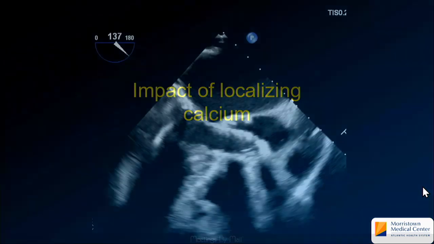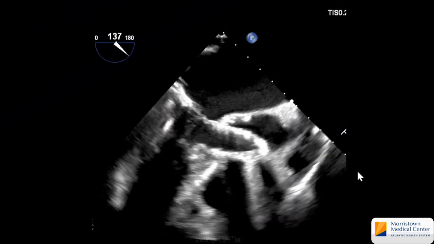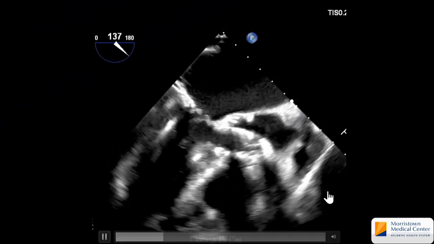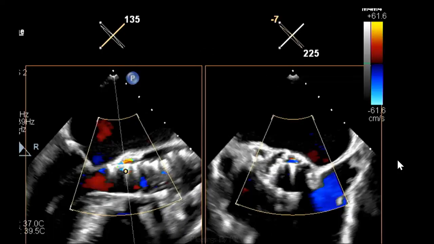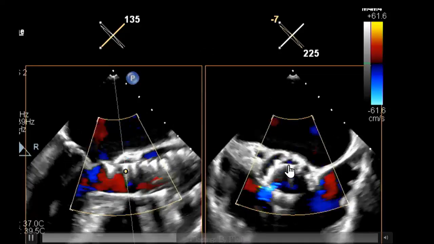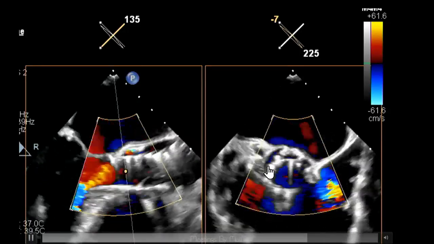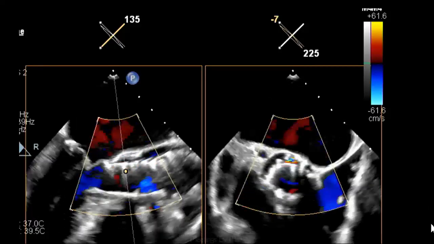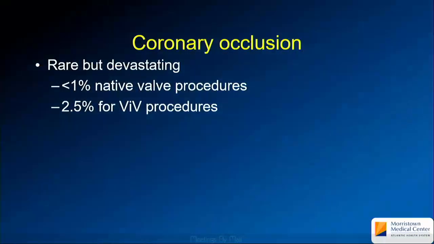So in terms of localizing calcium, here's just an example of why it matters. You can see here this is a self-expanding valve that is being deployed, and you can see calcium sort of sitting up here. And predictably, as the valve expands, it's going to have trouble expanding fully, and therefore you're going to have a gap, and then you're going to likely have some degree of paravalvular regurgitation. In this case, it was not very much, and overall the procedure was deemed to be successful.